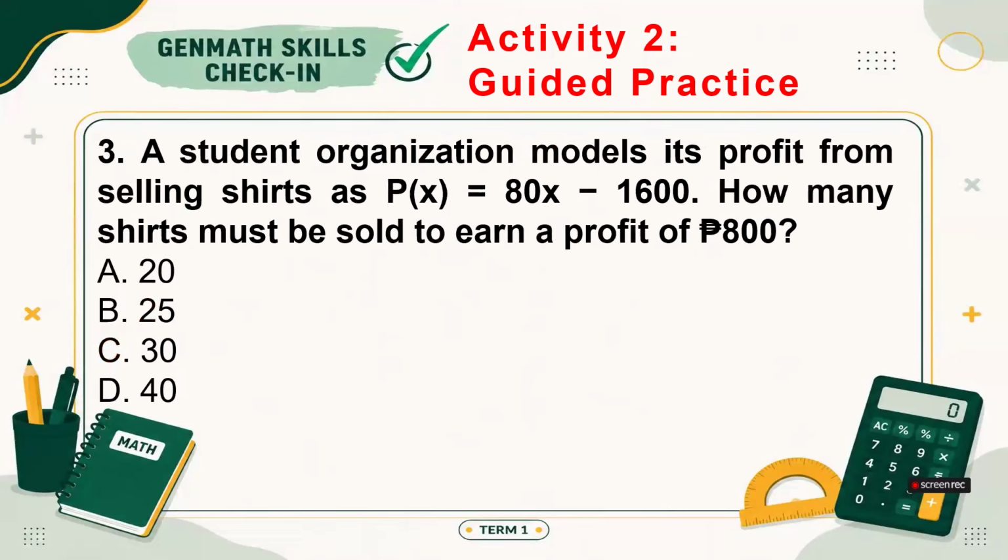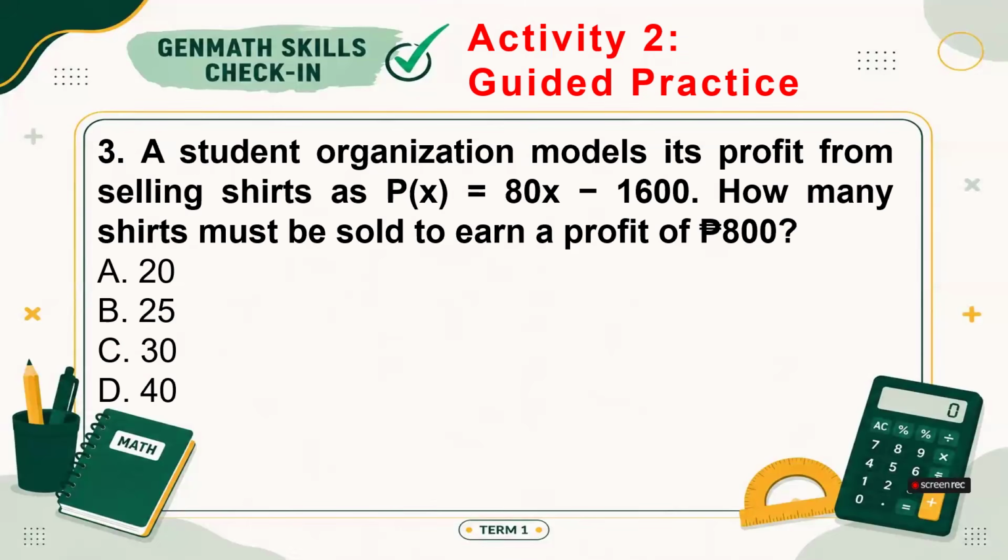Number 3. So what do you do there? So how many shirts must be sold to earn 800 peso profit? So we use P of x as 800. You substitute that so that we will have 800 is equal to 80x minus 1,600. So you add 1,600 and then you divide by 80 on both sides. What will be the answer?